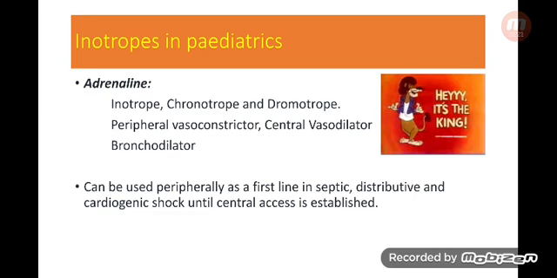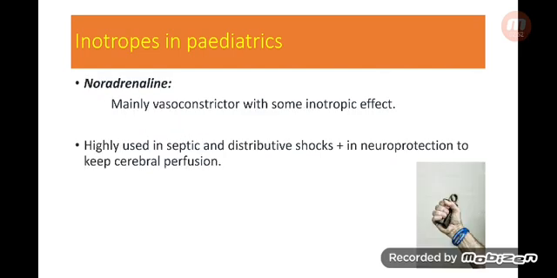One of the things that make it a good king is the recent discovery that we can also use it peripherally. So if you don't have a central line and you've got a child in shock, especially septic or distributive shock, you can use it with a peripheral line until you get central access. We can also use it for cardiogenic shock in the same situation. So I would say always consider adrenaline as your first line in children.